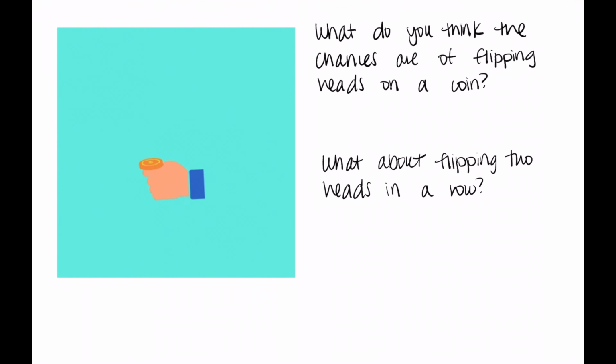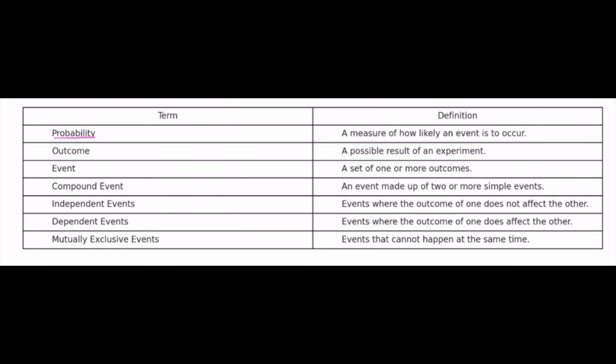For example, let's think of flipping a coin. What do you think the chances are of flipping a coin facing heads? Or what do you think about flipping two heads in a row? Stuff like this is probability, and we'll get into some definitions just so we know what to expect for the lesson plan. So the first word is probability.